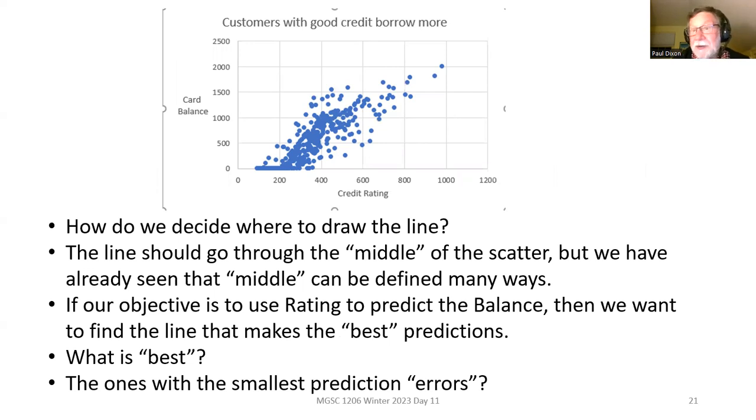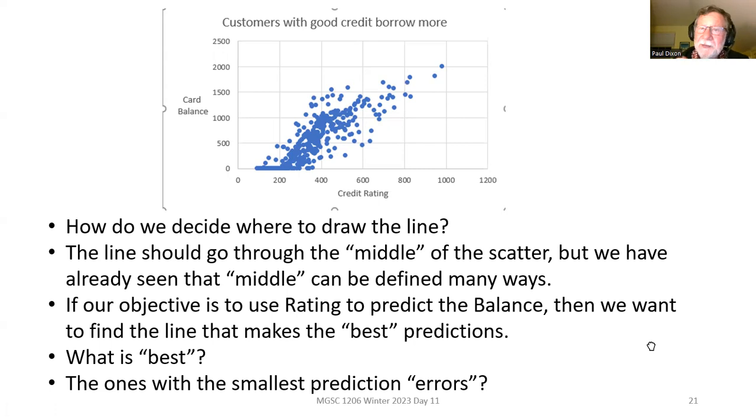So there's my scatter diagram, and I'm going to put a straight line through that. And I'll probably draw it through the middle of the scatter. But we've already seen that you can define middle different ways. What's the best line to draw through there? Which line would give the best predictions? Well, there you're going to have to define best for me. What is the best prediction?